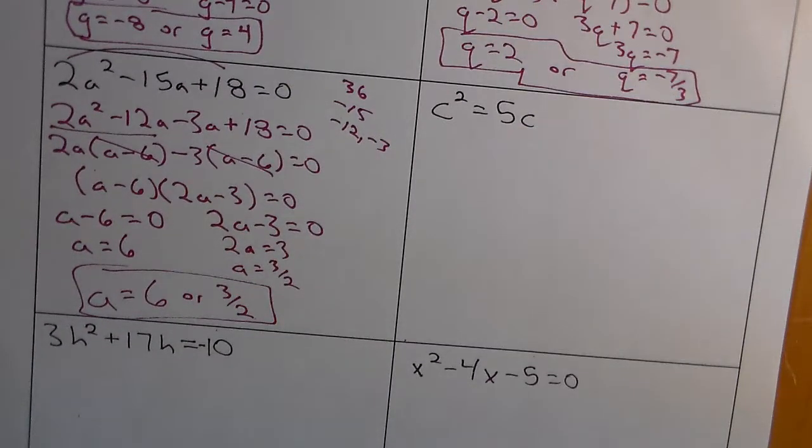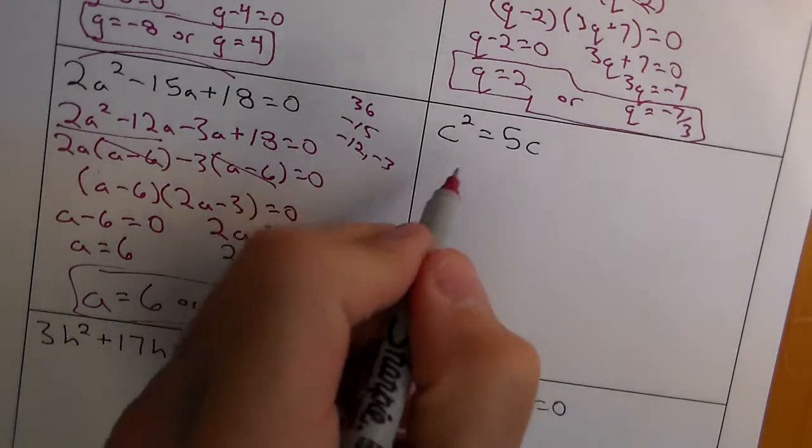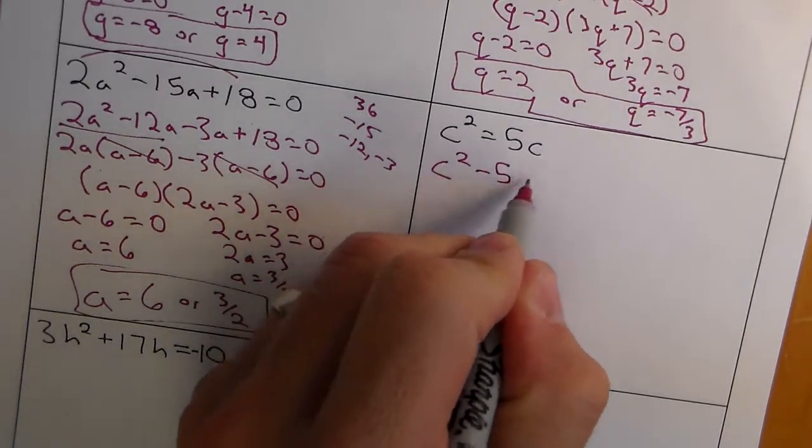Next we have c squared equals 5c. We can't divide both sides by c. It doesn't work that way. What we need to do is get it all to one side. And that's what we've really done on all the other ones so far.